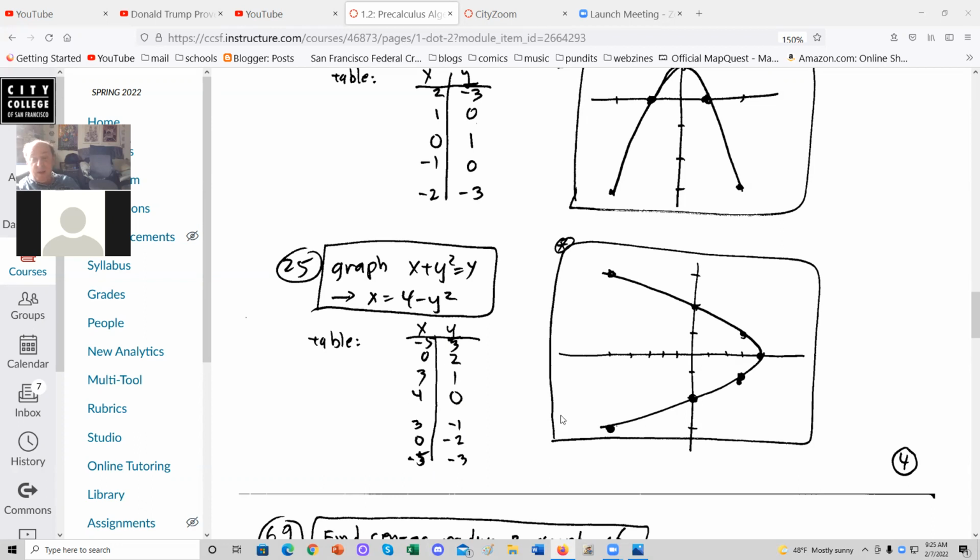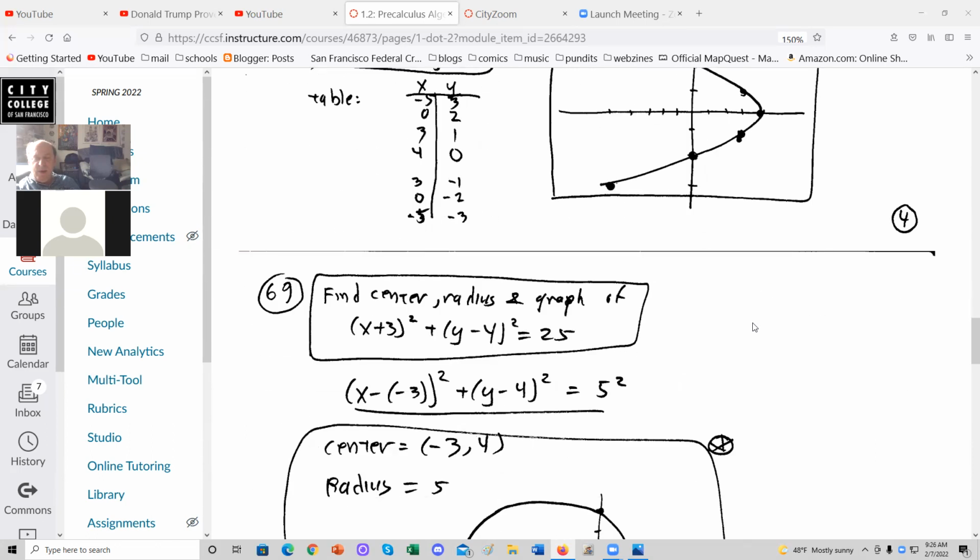So we can plot these points. Here's -5 by -3. Here's 0 by -2. Here's 3 by -1. Here's 4 by 0. Here's 3 by 1. Here's 0 by 2. And here's -5 by 3. You plot these, and these are 7 points along a U-shaped curve of the parabola, in this case pointing to the left.